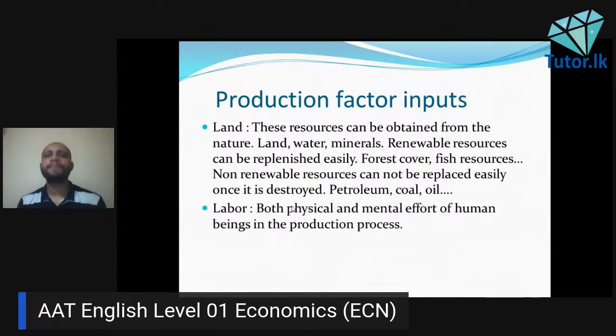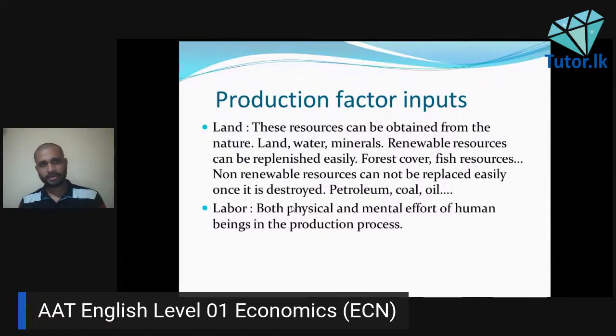There are four main factors. One is land, second is labor, third is capital, fourth is entrepreneurship. Land, labor, capital, entrepreneurship. Those can be regarded as the factors of production or the factor inputs. These four must be there in order to run a business, in order to produce a product or to deliver a service. These four things have to be there.